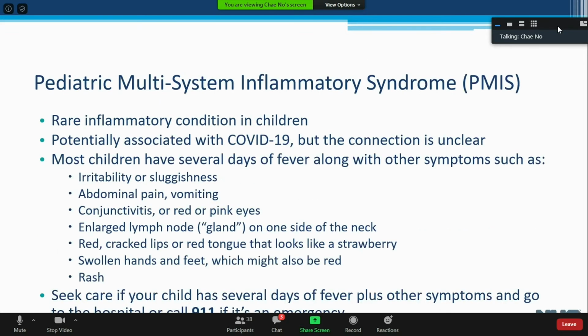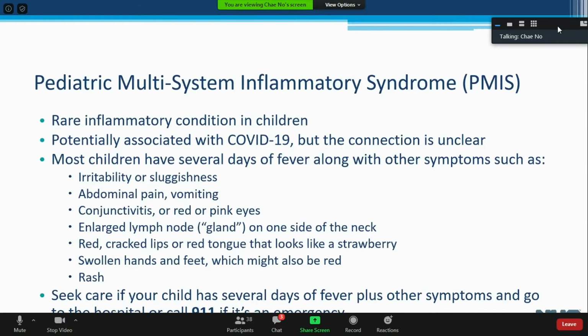This is a new topic that I'm going to be discussing with you. It's called the Pediatric Multisystem Inflammatory Syndrome, or PMIS. It's a rare inflammatory condition in children. It's potentially associated with COVID-19, but the connection is unclear right now. Most children have several days of fever along with other symptoms such as irritability or sluggishness, abdominal pain, vomiting, conjunctivitis, or red or pink eyes without any discharge. If you get pink eye, usually it's accompanied by yellow discharge, but it doesn't happen here.